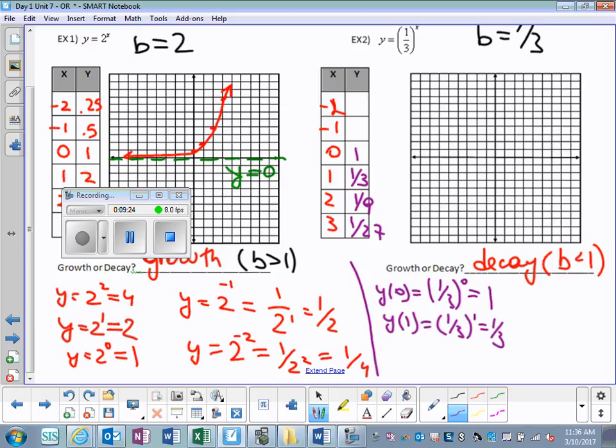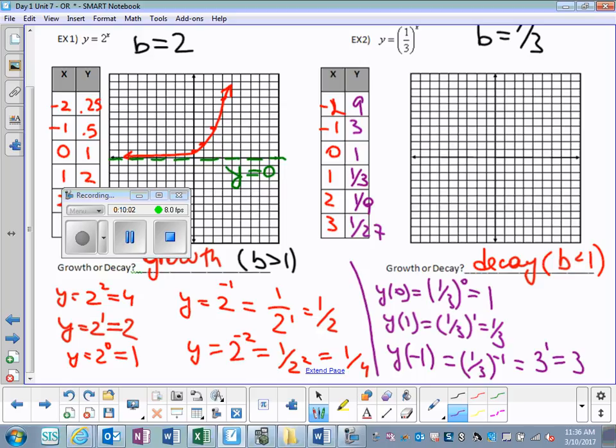What about on the other side? If x is negative 1, then my y is 1 over 3 to the power of negative 1, and we know how to deal with the negative exponent. We flip the fraction. So it's 3 to the power of 1, which is just 3. Do you see this? Are we good? And so what would be the y of negative 2? 9. So it's kind of flipped across the y-axis.